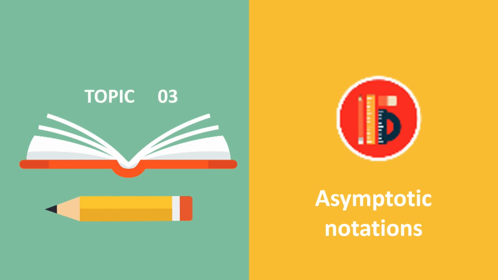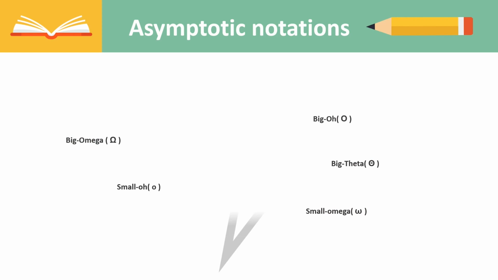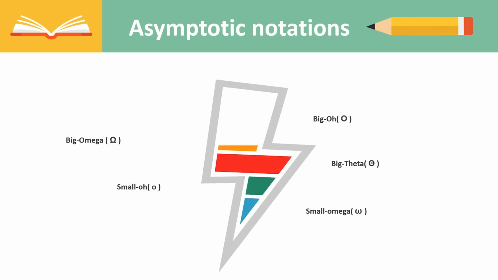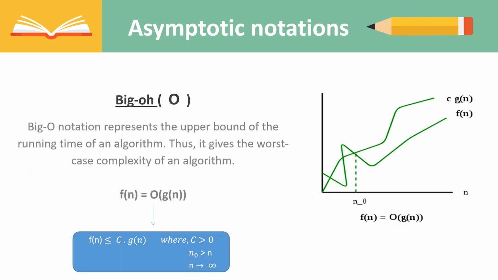Now we are going to learn asymptotic notations. There are 5 types of asymptotic notation: big O, big omega, big theta, small o, small omega. Big O notation represents the upper bound of the running time of an algorithm. Thus, it gives the worst case complexity of an algorithm.